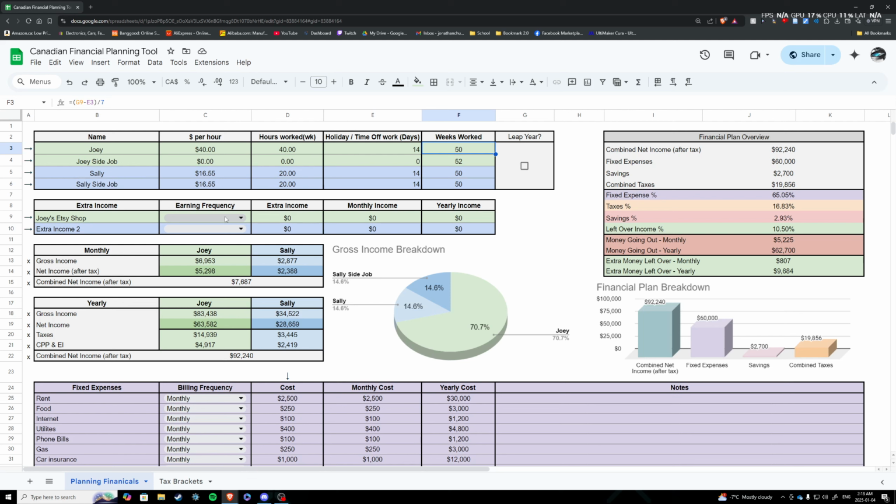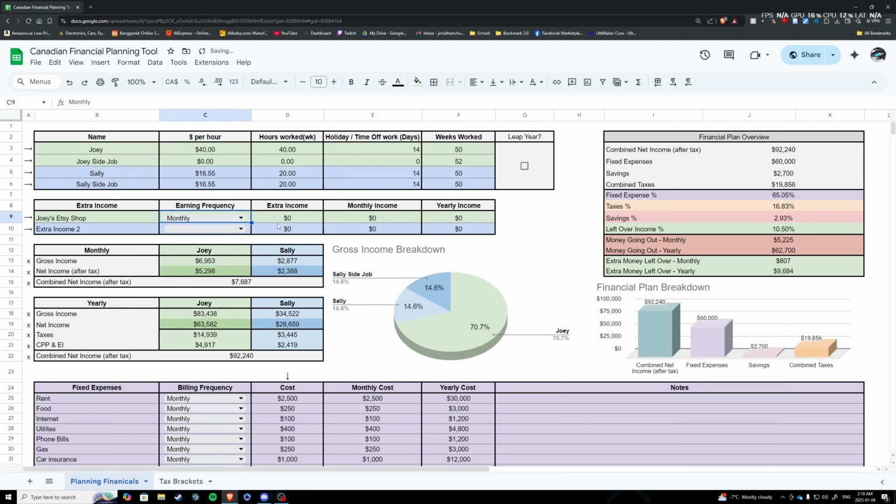Keep note of that. Then you have Joey's Etsy shop. This is just like any additional income. Let's just say you have a business on the side or something like that, where you own property and it's generating your money through tenants and whatnot. So you can put in your earning frequency. You can either do weekly, bi-weekly, or monthly.